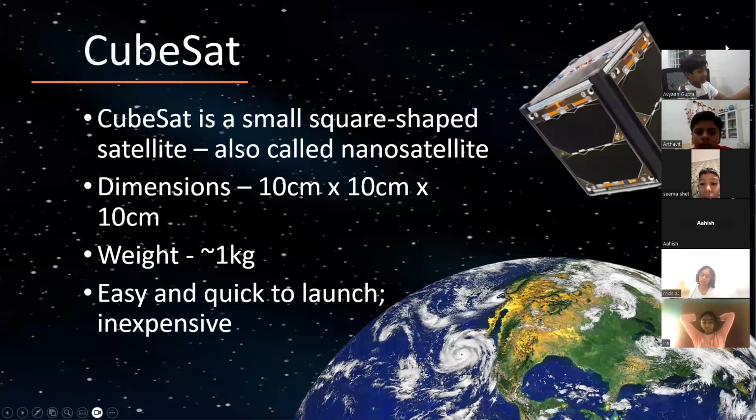As part of my learning, I built a CubeSat, which is a small cube-shaped satellite, also called a nanosatellite. It is usually the shape of a Rubik's cube. It is 10 by 10 by 10 centimeters and weighs 1 kg. It is easy and quick to launch and is inexpensive.